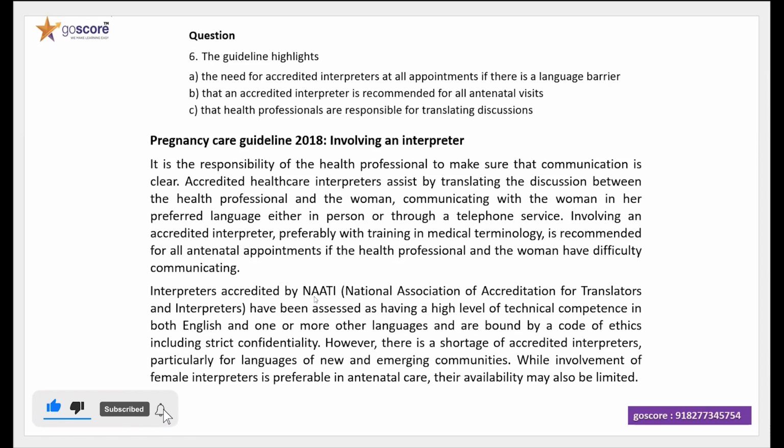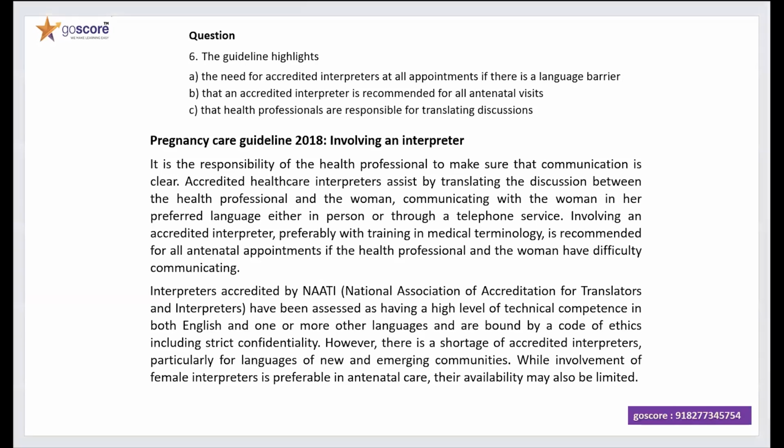Interpreters accredited by NAATI, National Association of Accreditation for Translators and Interpreters, have been assessed as having a high level of technical competence in both English and one or more other languages and are bound by a code of ethics including strict confidentiality. However, there is a shortage of accredited interpreters, particularly for languages of new and emerging communities. While involvement of female interpreters is preferable in antenatal care, their availability may also be limited.